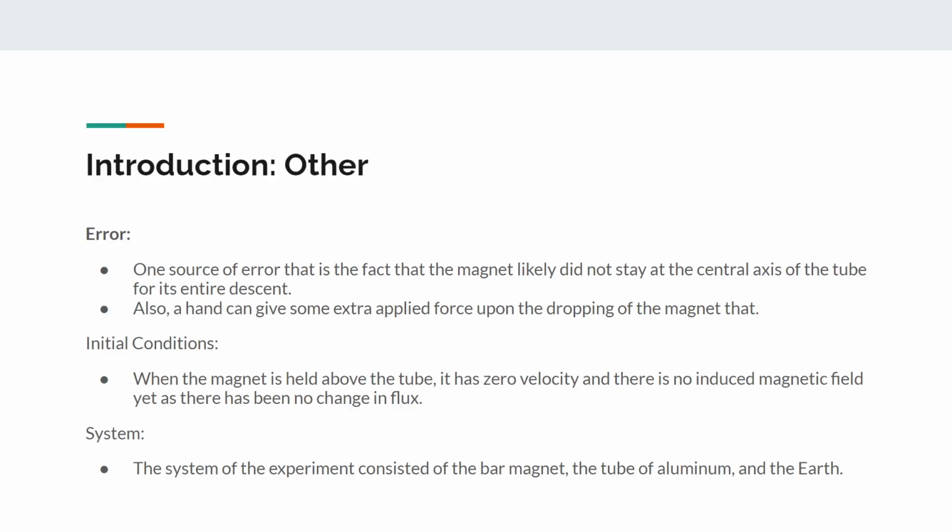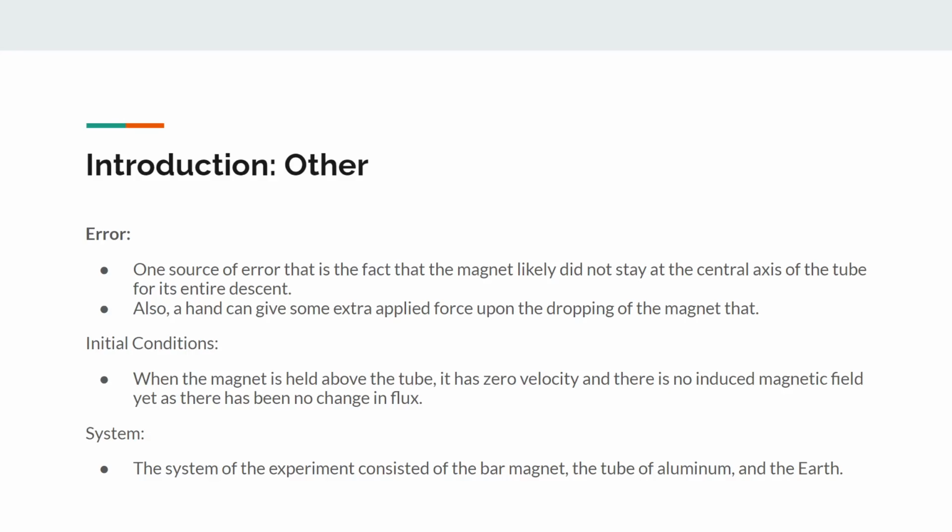So sources of error, one source is that when dropping it through the tube, we likely did not have it directly in the middle and it did not stay in the middle, like center line of the ring axis all the way through, which can affect the measurements. Also, a hand can apply some force or it's just difficult to drop the magnet specifically to make it not affect the motion of the hand before it falls.